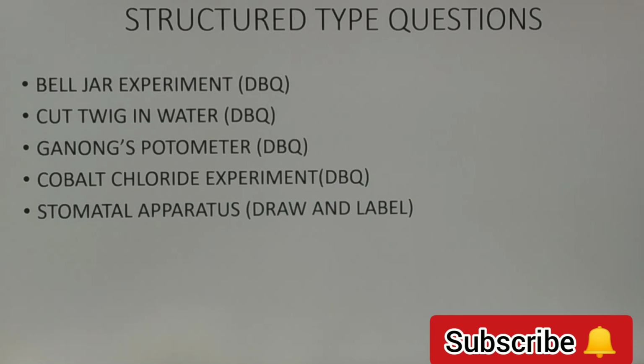So these are some of the structured type questions which you can expect from this chapter. All the others, bell jar experiment, cut twig in water, Ganong's potometer, cobalt chloride experiment, all these are diagram based questions. Stomatal apparatus can be asked as a diagram based question also, but if you draw and study the diagram, if it comes as a diagram based question, you can answer it neatly. So it can be asked for drawing and labeling also, stomatal apparatus.